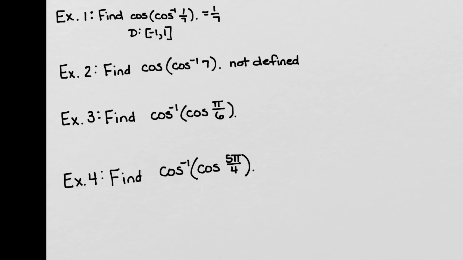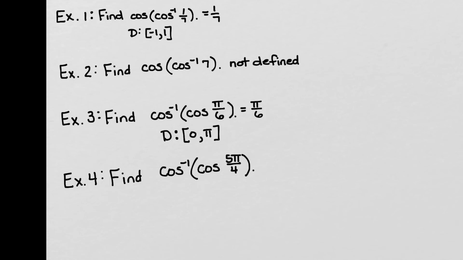So our restricted cosine function has a domain from 0 to pi, and pi over 6 is within that range of values from 0 to pi. So the cosine inverse of cosine of pi over 6, I'm just going to say, is pi over 6. Very straightforward, very nice.